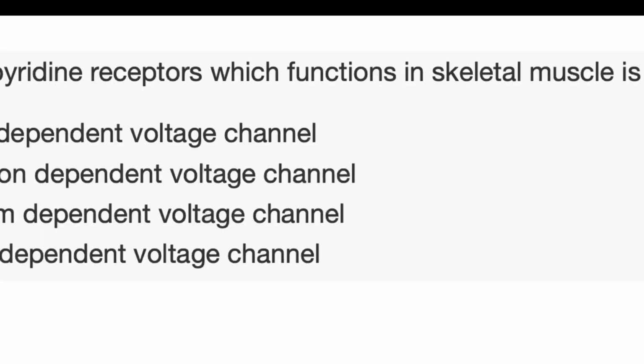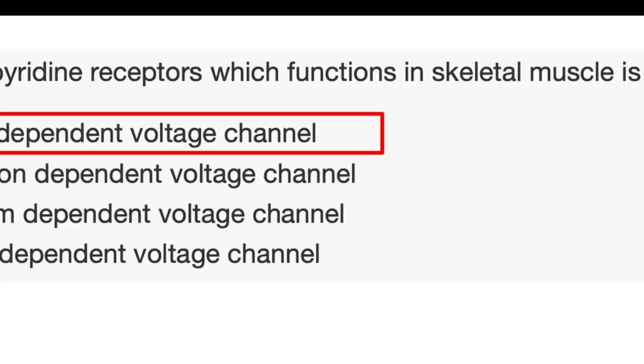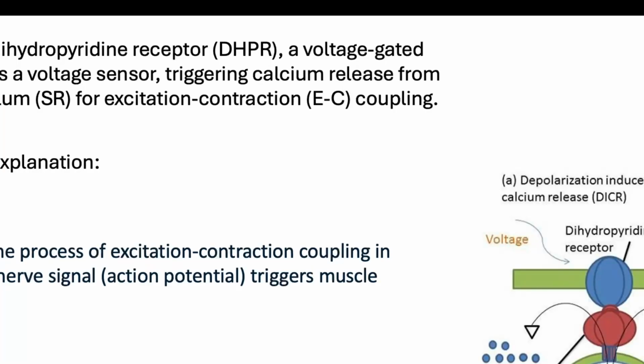Okay, it's time to reveal the correct answer to this question. The dihydropyridine receptor, which functions in the skeletal muscle, is a voltage-dependent calcium channel. Now, what is this DHPR receptor and where is it functioning? In skeletal muscle, the dihydropyridine receptor, or DHPR, is a voltage-gated calcium channel. It acts as a voltage sensor, triggering calcium release from the sarcoplasmic reticulum.